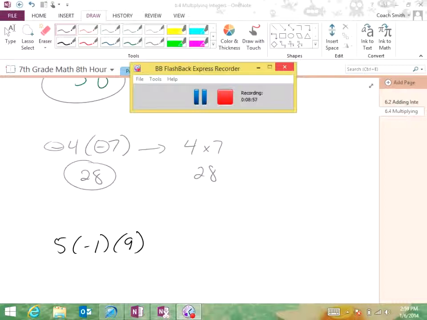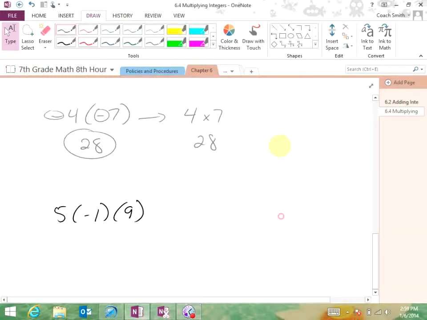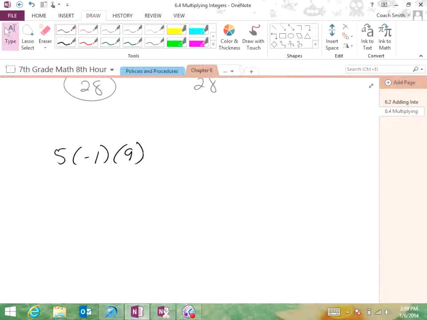Is it related to this problem? No. All right. What'd you get? Yes, negative 45. Okay. I'm going to show you two different ways that you could do this problem, and it doesn't matter because it's still going to yield the same answer, okay?